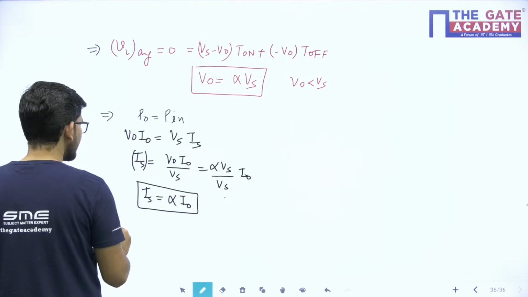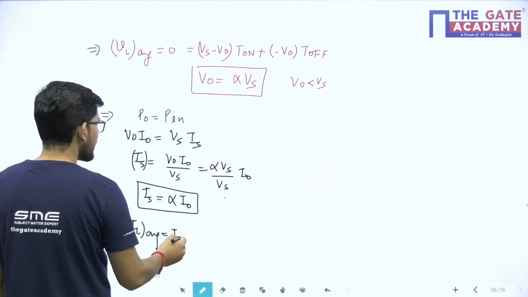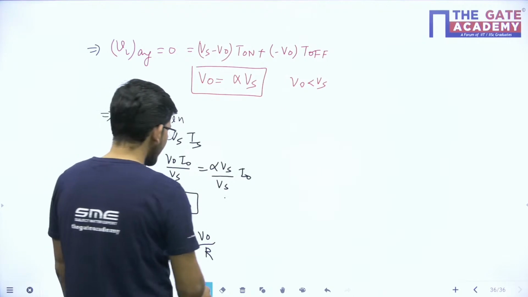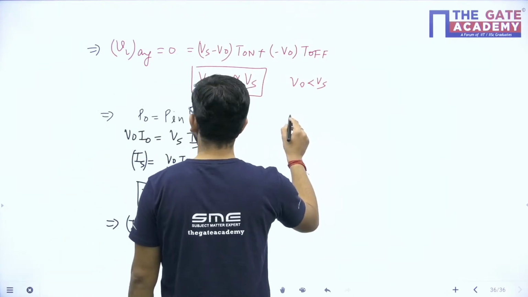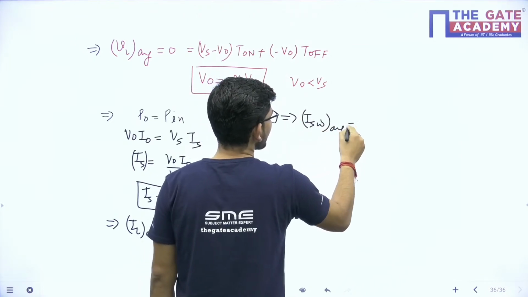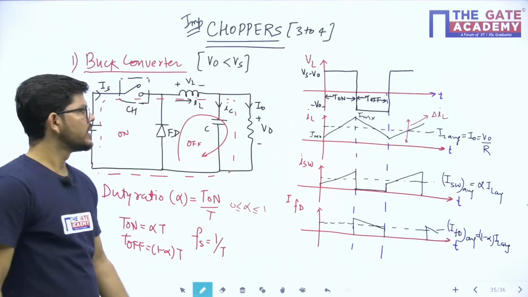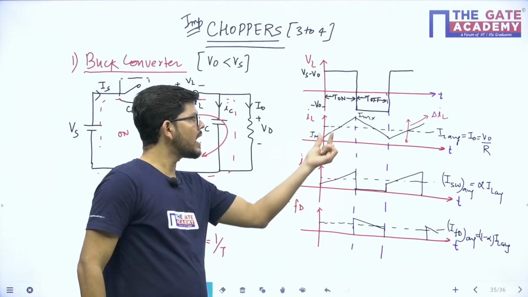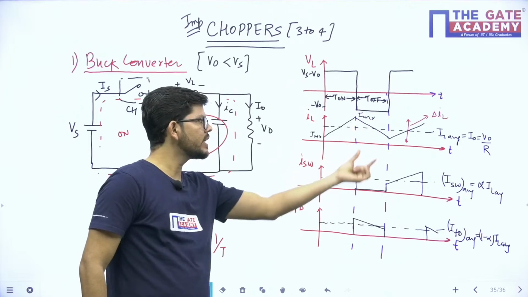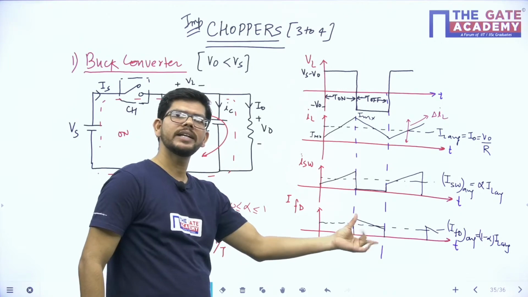Okay. Third thing is IL average. In this particular circuit, IL average is equal to I naught, and this is equal to V naught upon R. Now tell me what will be the average value of the switch current? Average switch current is alpha times IL average. You can see the figure. This switch current is the portion of the IL current present during the on period. Similarly, the freewheeling diode current is the portion of IL current present during the off period. So it is alpha times IL average, and for the diode it is 1 minus alpha times IL average.